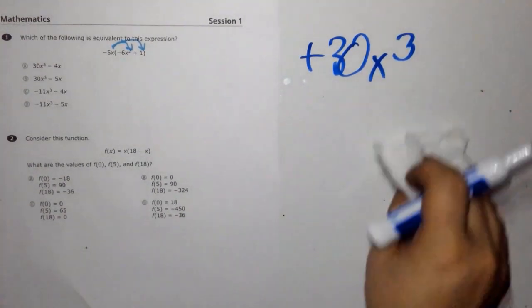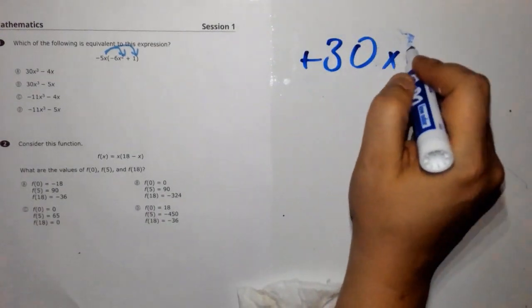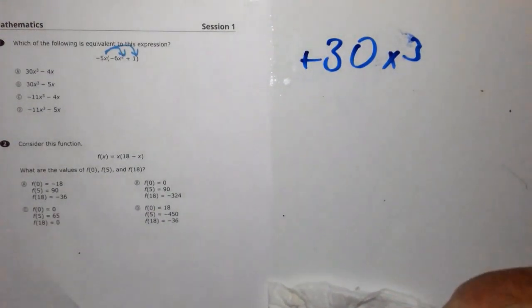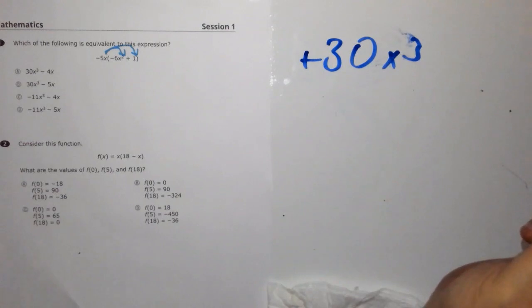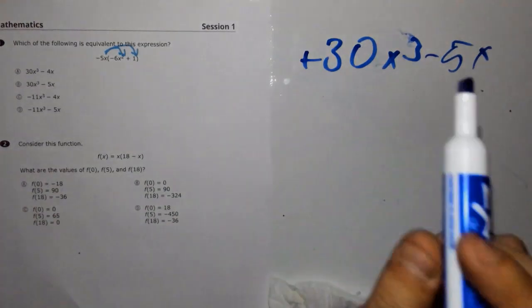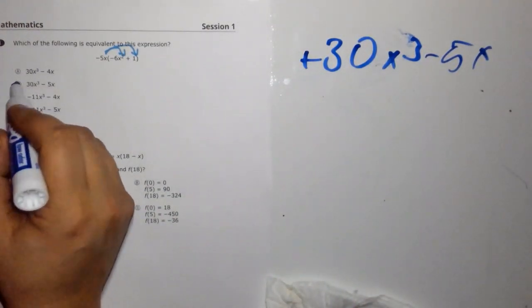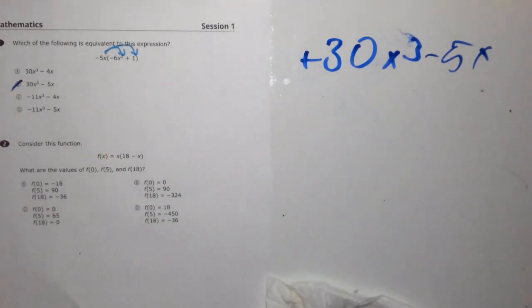Okay? Let's rewrite that. Positive 30x to the cube, because of the rule of exponents: when you are multiplying, you add the exponents, x and x squared. That's going to give you x to the third. And then negative 5x times 1 is minus 5x. And the answer that actually gives me this is B.